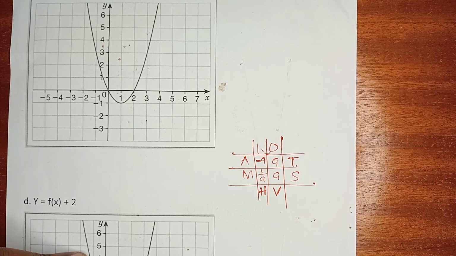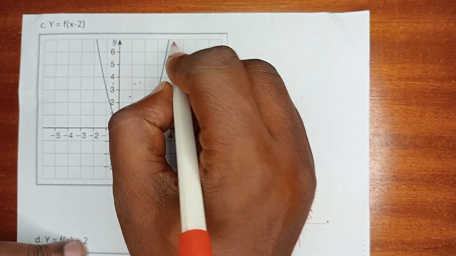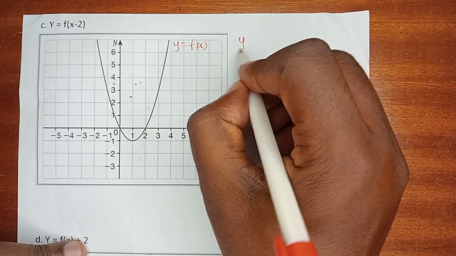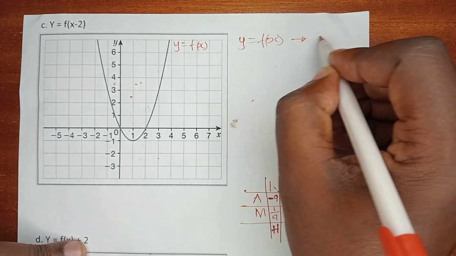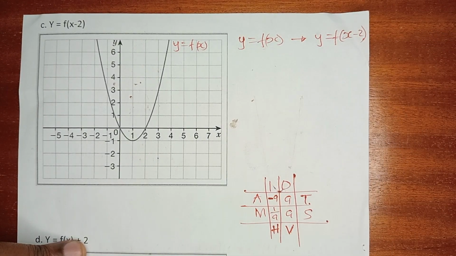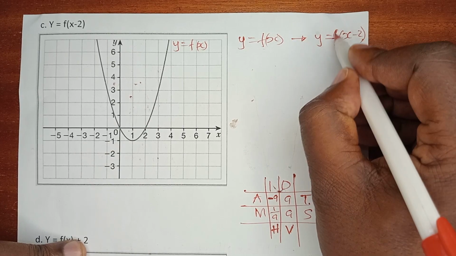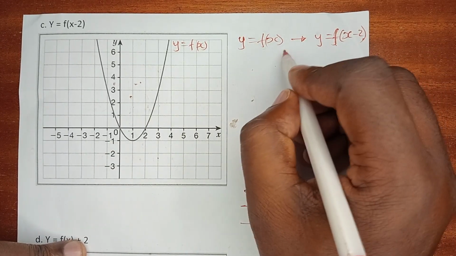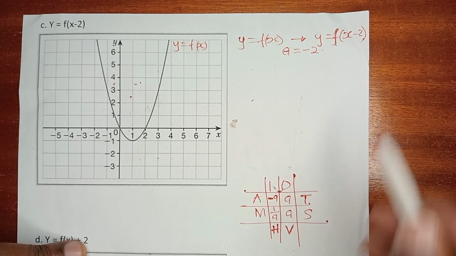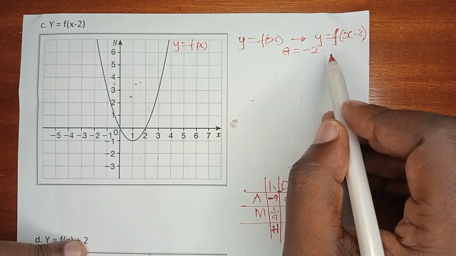Now you can see our graph here is the graph of y equals f(x). The graph we need to construct now is y equals f(x - 2). As you can see, here our a is equal to -2, because we are having x plus -2, which means x minus 2. So our a is -2.